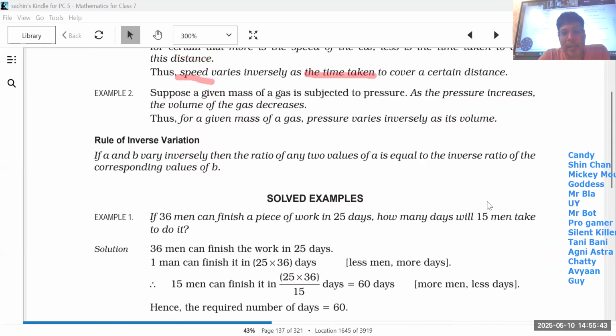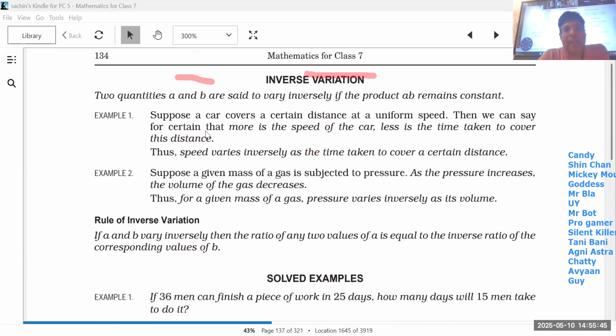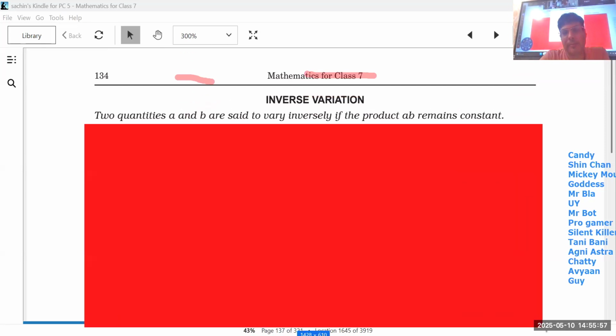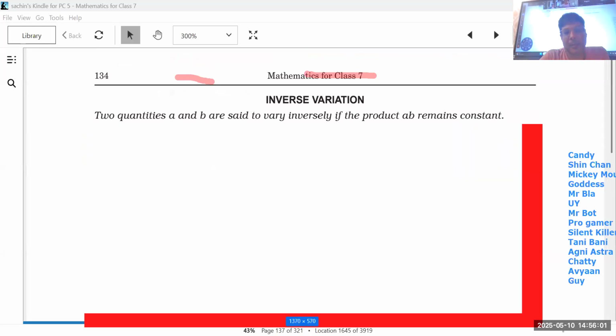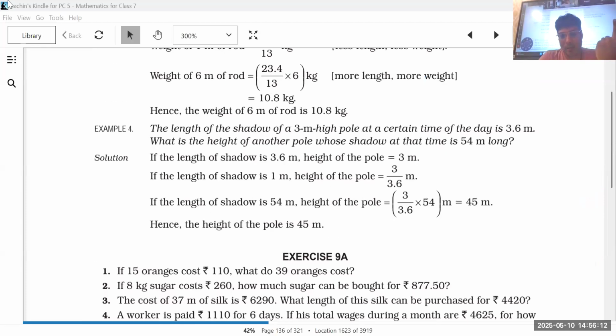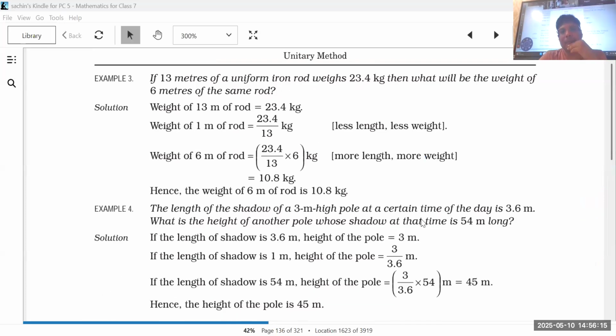The next topic is inverse variation. In that, one thing decreases, the other increases. Can anyone give me an example of inverse variation? The faster you move in a car, the less time it will take. So speed and time will be inverse variation. If the speed is more, the time will be less. Okay. Any other example?